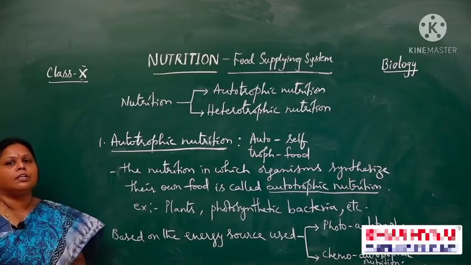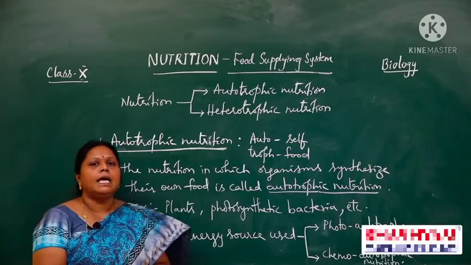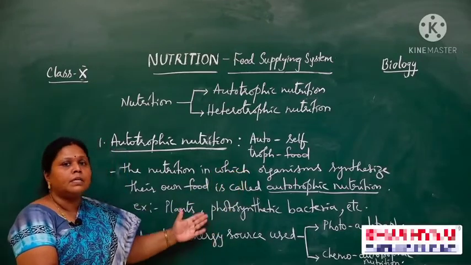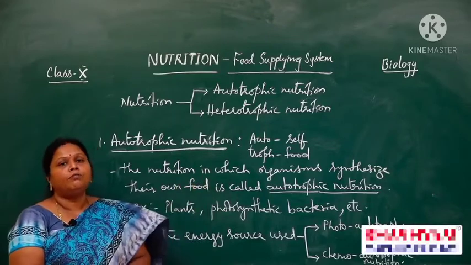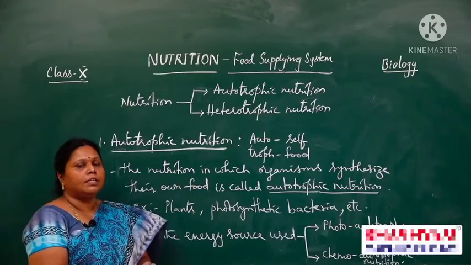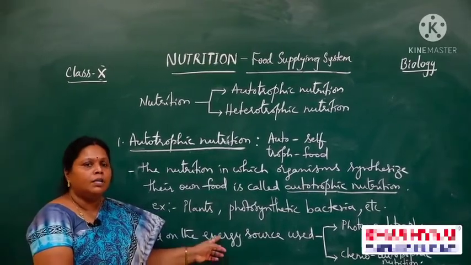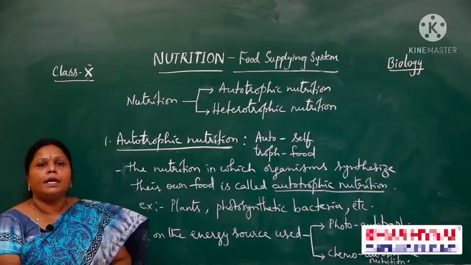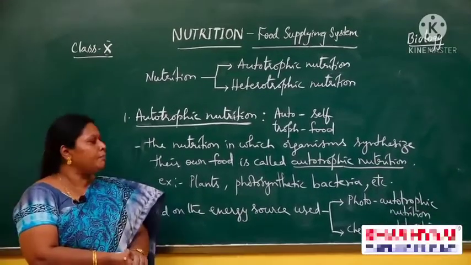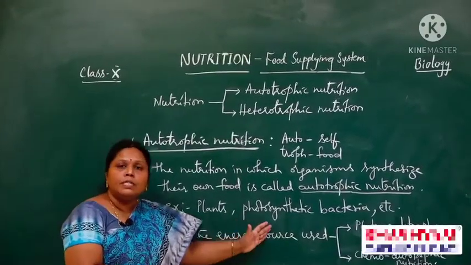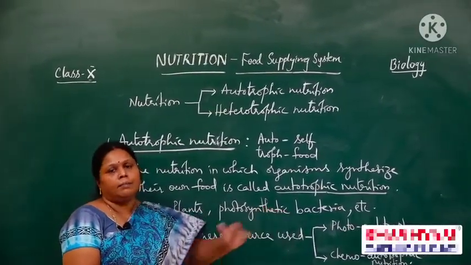Autotrophic nutrition. Auto means self, troph means food. So the organisms synthesize their own food. Such nutrition is called autotrophic nutrition. Synthesizing means what? To prepare. So some organisms are capable of preparing their own food. Examples for this kind of nutrition are plants, photosynthetic bacteria, etc.